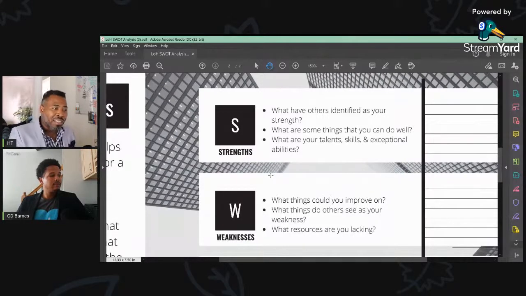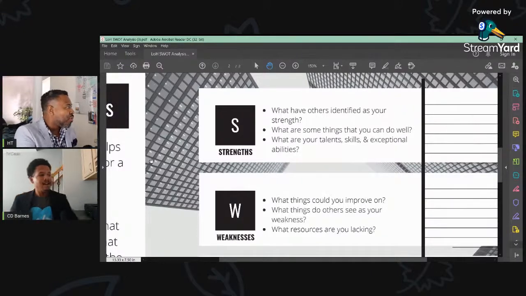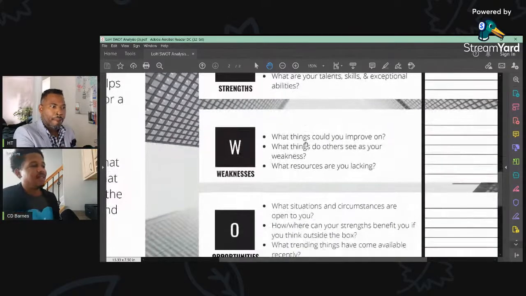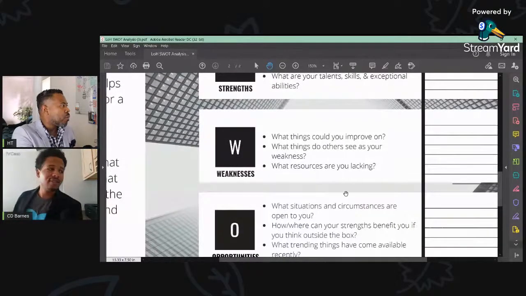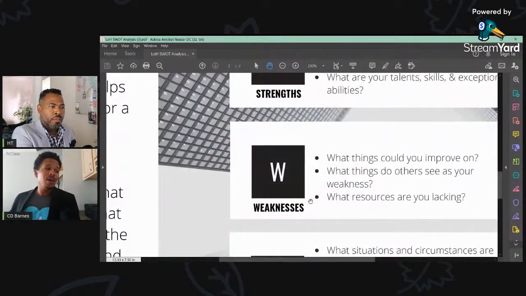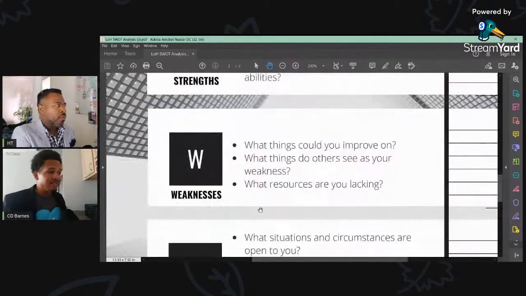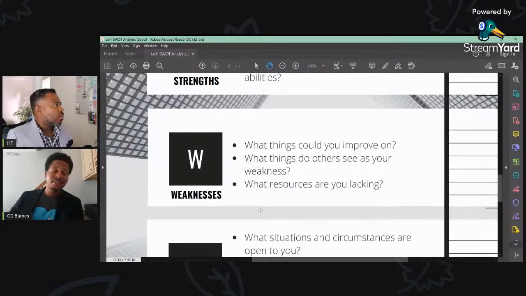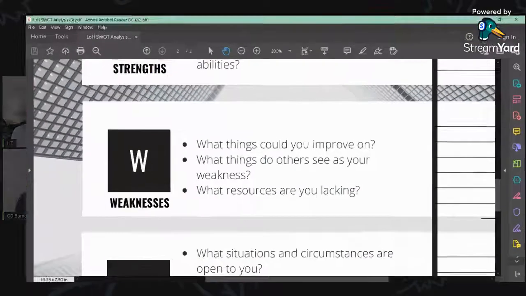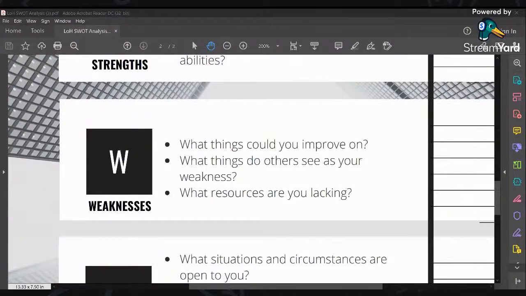All right. Next, we have weaknesses. Let's hit the questions first, since we did that on strengths. What things could you improve on? What things do others see as your weakness? What resources are you lacking? Weaknesses, appropriately, comes right after strengths, because now we're going to dig in a little bit. This is going to require a little bit of honesty. The more brutal you are about this, the better.